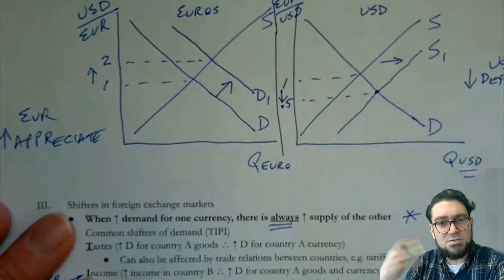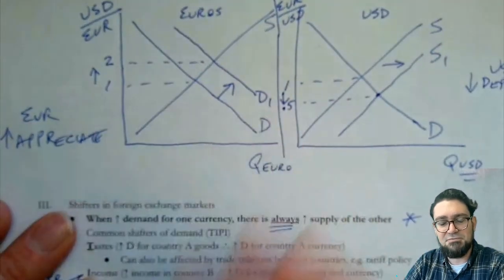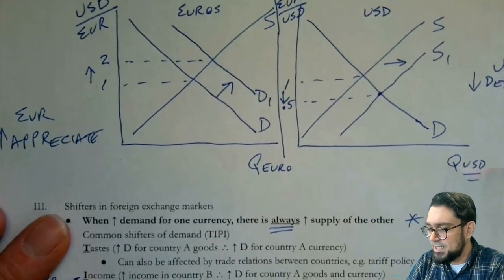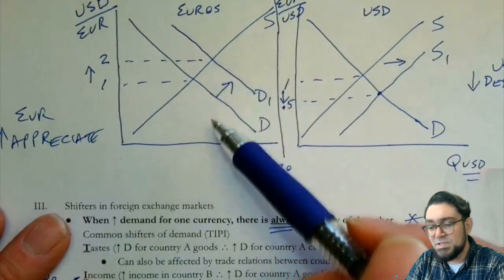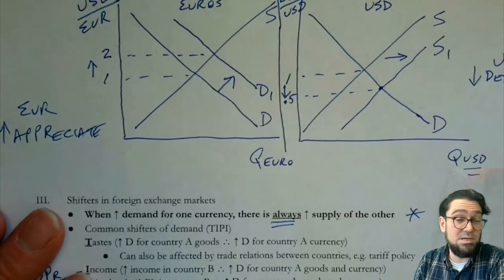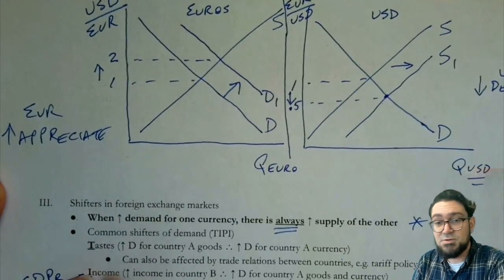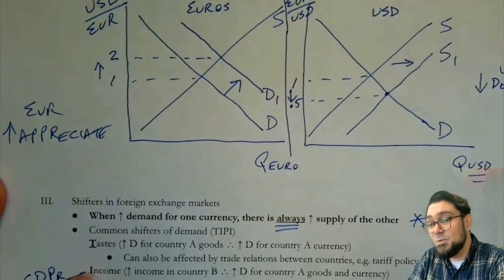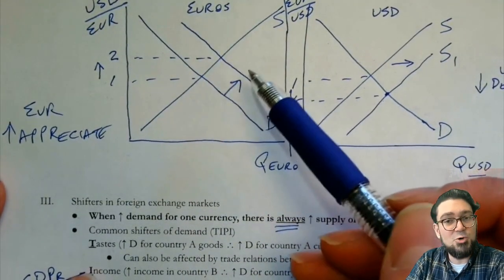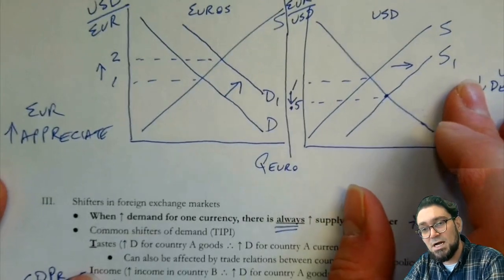So I'm going to kind of talk through them in the same language so that we don't have to redraw the graph 3 more times. But the increase in demand here for euros happens because the Americans have more income, and so now they're just going to buy more goods with that. In order to buy those goods, they have to demand more euros and they have to supply more dollars.